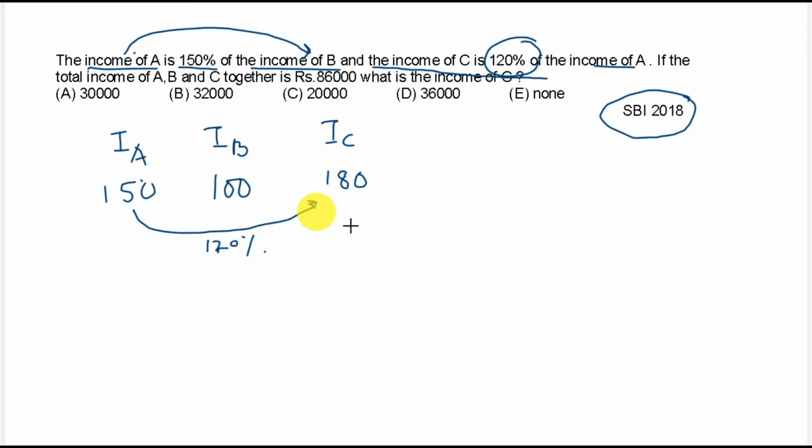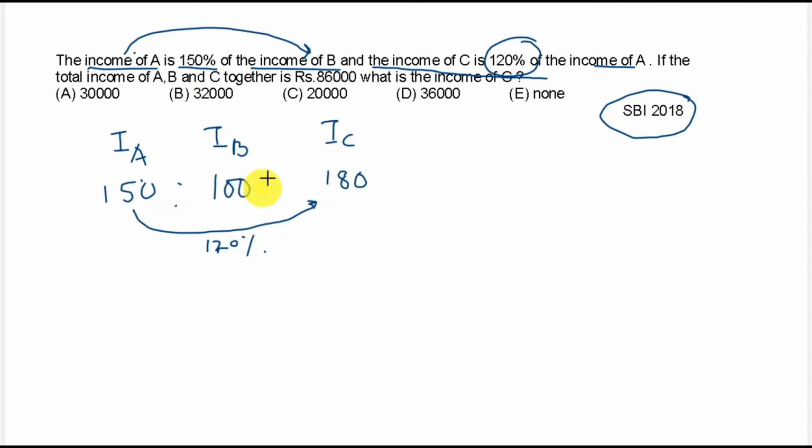So I'm applying the shortcut. 100 means 120, how will you calculate? See, 100 means 150, 20 means 1 by 5. So if you divide by 5, this is 30. So 150 plus 30 is 180, right? If you don't know, then check out my previous videos on calculation of percentage. Okay, so these are the values.